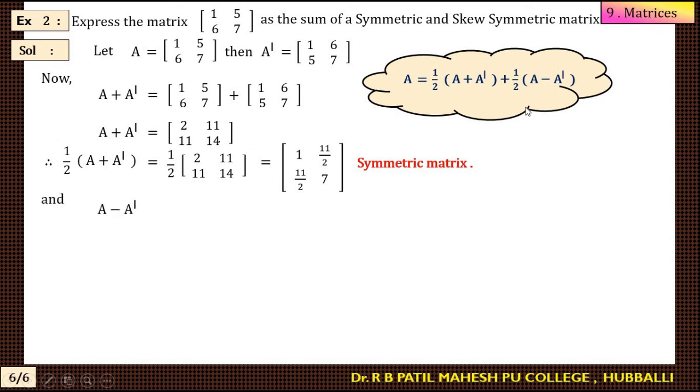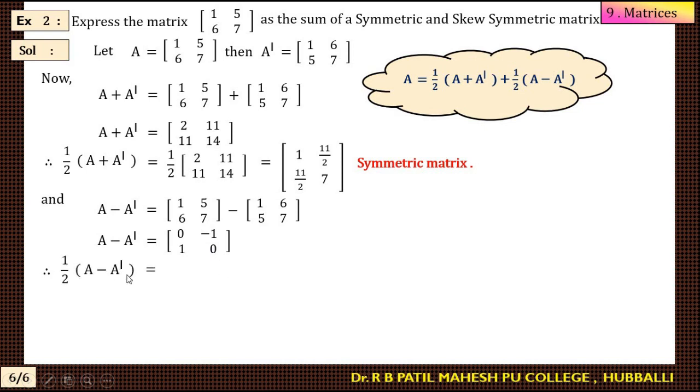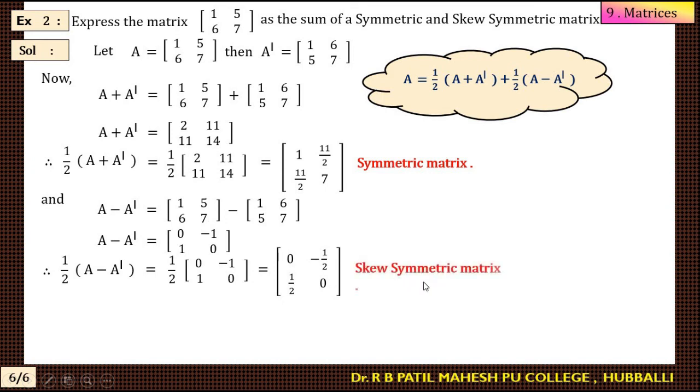Now similarly, the second term, that is A minus A dash, equal to the A matrix minus A dash. Subtracting, you will get 0, minus 1, 1, 0. Therefore, half into A minus A dash means divide by 2. This matrix is 0 divided by 2 means 0, minus 1 by 2, plus 1 by 2, 0, which is a skew symmetric matrix.